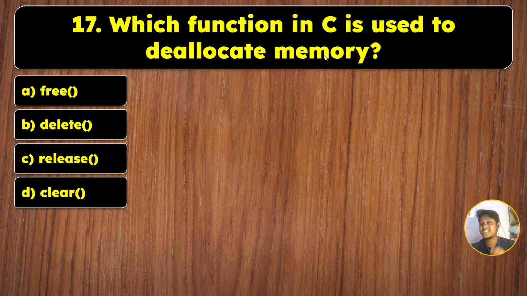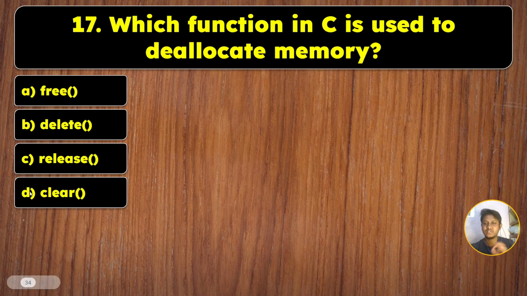Which function in C is used to deallocate memory? So we have our four options. Option A says free function. Option B says delete function. Option C says release function. Or option D says clear function.